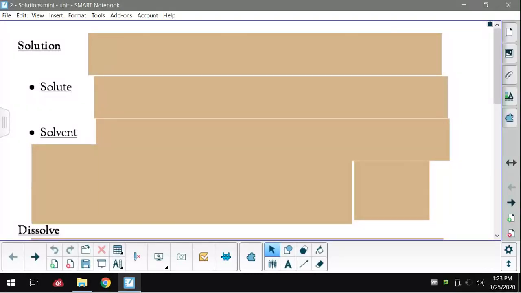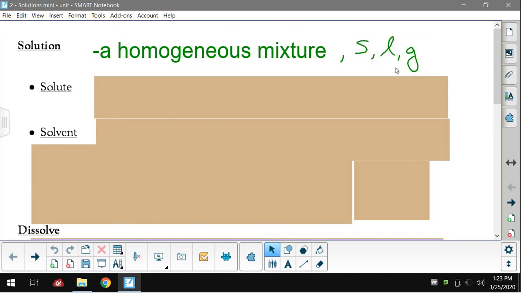Okay, so here's the solutions mini unit real quickly. Solutions are something you guys are probably familiar with. Anything that is a homogeneous mixture is considered a solution. By definition, mixtures that are homogeneous, with uniform composition throughout, are homogeneous mixtures.